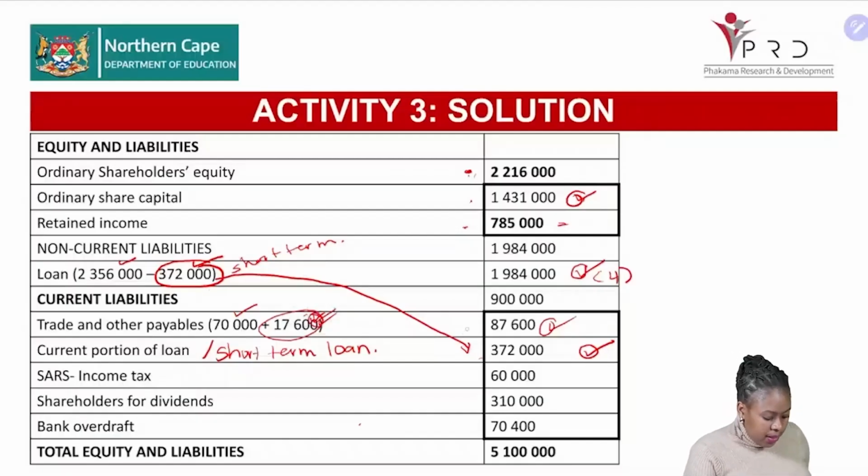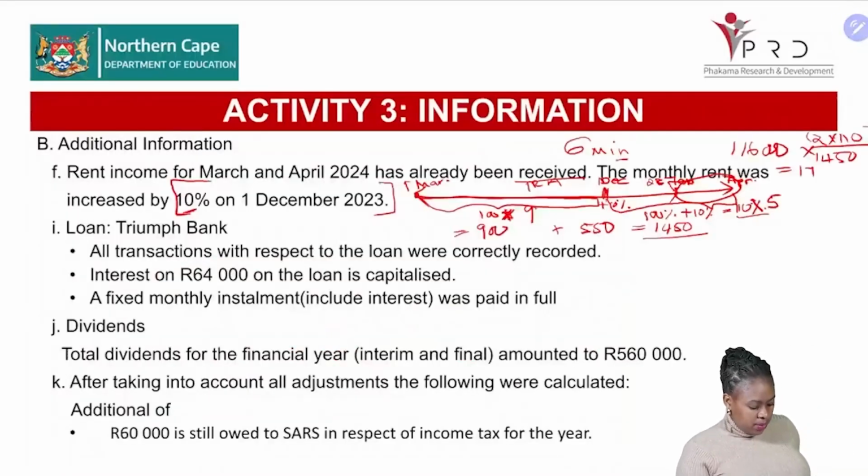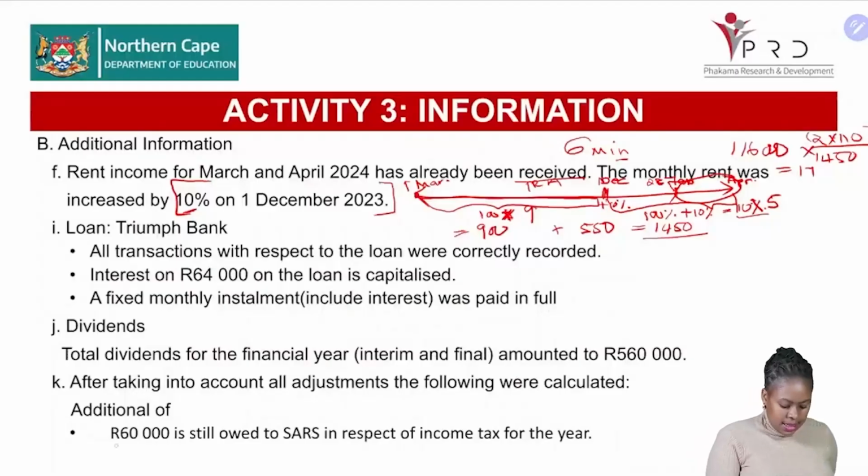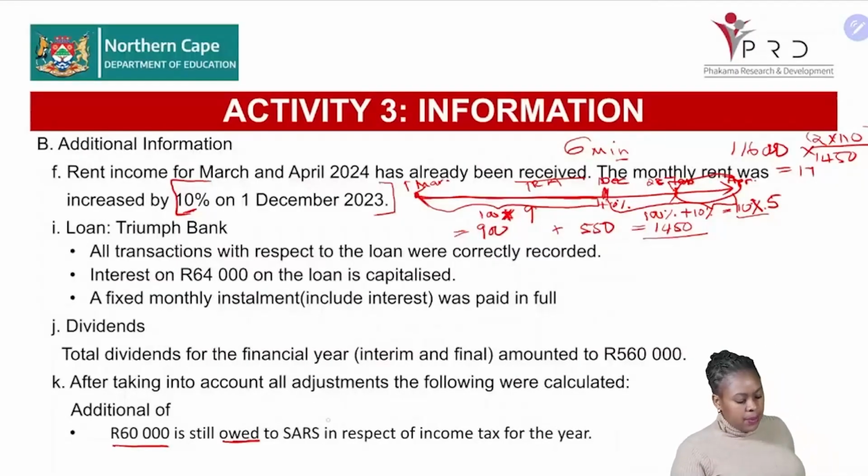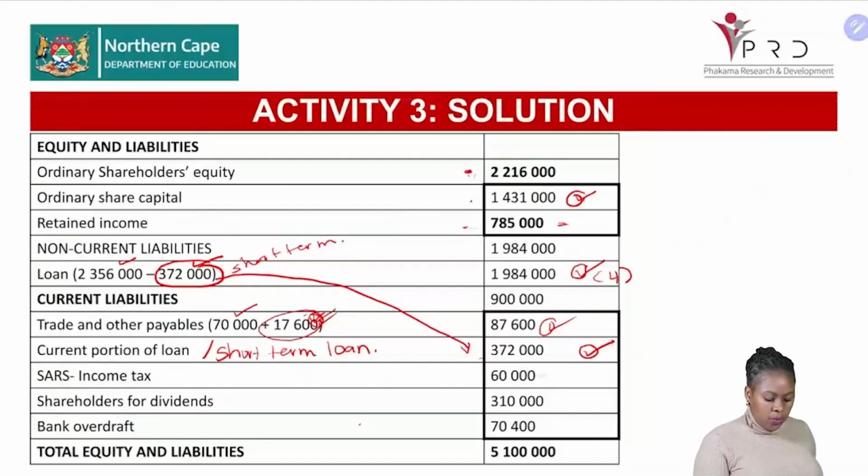So then we go to the SARS income tax. Now the SARS income tax, the examiner has given us information with regards to that, 60,000 is still owed to SARS. So this is a liability. So we'll just simply copy and paste. No problems there. If we know our theory, no problems.